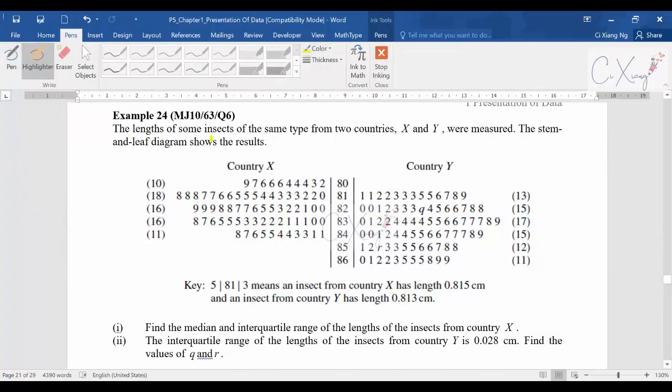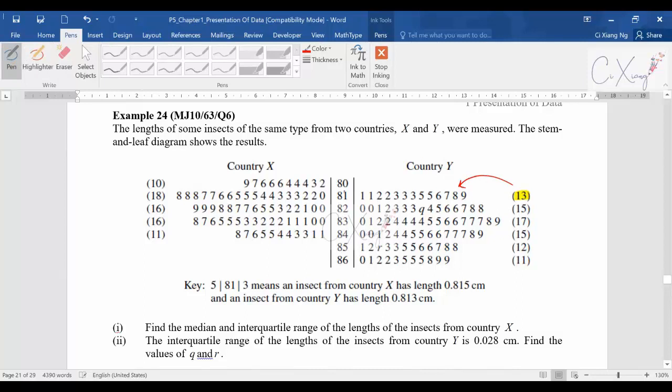Okay, so the length of some insects of the same type from 2 countries X and Y are measured, and then they put it in the stem and leaf diagram. So you're having country X and country Y. If you look at the data here, what is the meaning of all the brackets at the end? The brackets at the end tell you that this line got how many data.